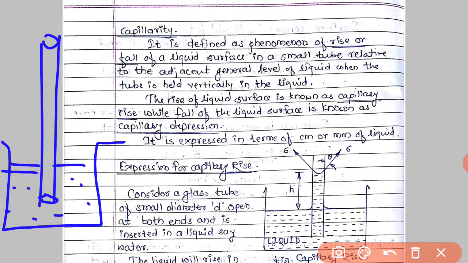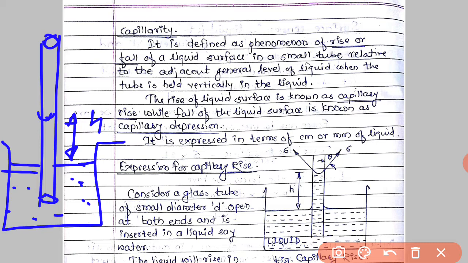We have to insert this capillary tube in the liquid, and in this, see here, this is liquid. After inserting the capillary tube in the liquid, we have to hold this tube vertical, and if the liquid level rises in this tube like this way, or see here, if the liquid will rise in this tube, then it is called capillary rise. This is called capillary rise and it is denoted by h.